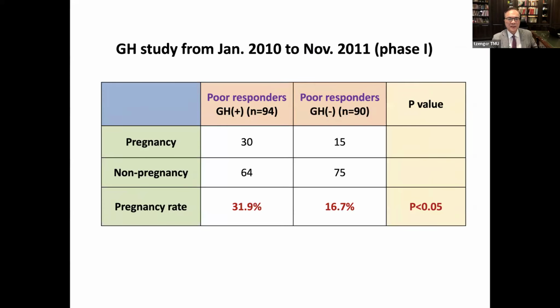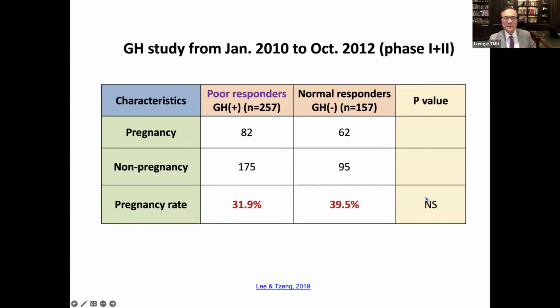So we summarize these studies. In phase 1, as you can see, poor responder versus poor responder much better, almost double the pregnancy rate, significant difference. And then two phases adding together, you can see poor responder versus normal responder, again, very similar, right? So that is the beauty of the growth hormone, because they can rescue or improve the poor responder in terms of the pregnancy rate, and as good as normal responders.